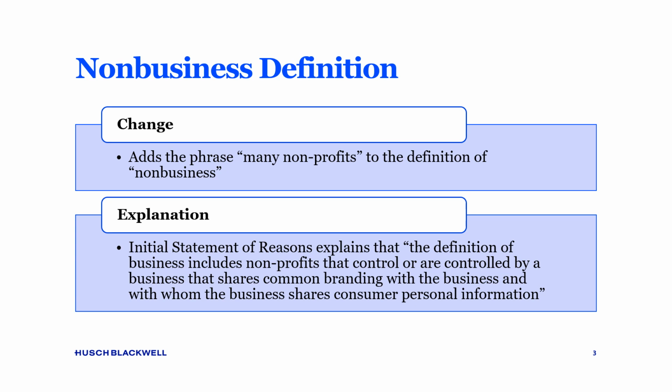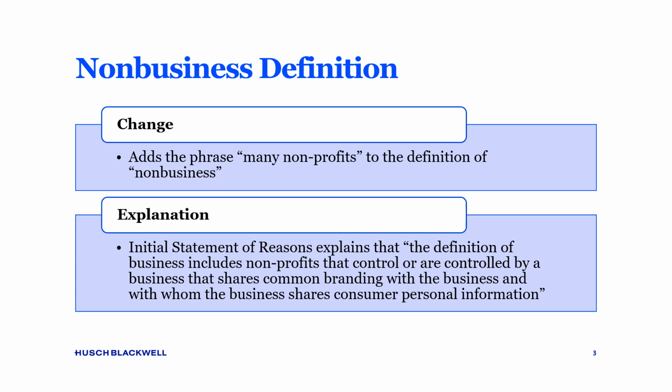So the first thing we want to draw out here is a slight change, but potentially significant, to the definition of non-business. As you know, the CCPA covers businesses. We're very familiar with the definition of business, and the definition of a business excludes nonprofits, right? The regulations in turn have a definition of non-business, and that definition includes a reference to nonprofits. What they're proposing to change is to add the phrase "many nonprofits" to the definition of non-business. The takeaway here is that there could be some nonprofits that could be subject to the CCPA.